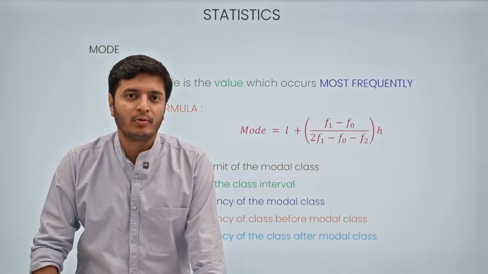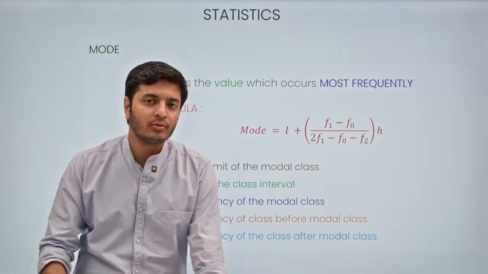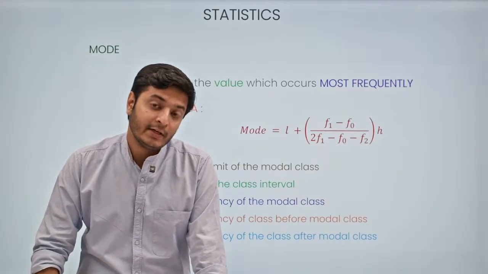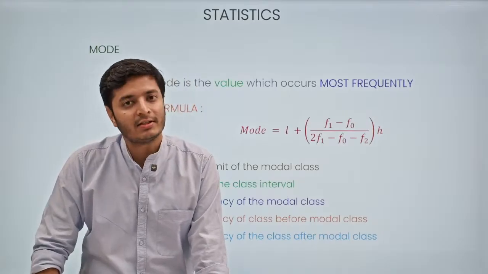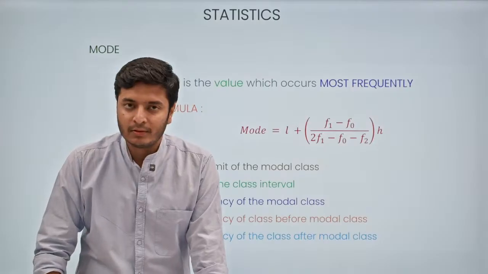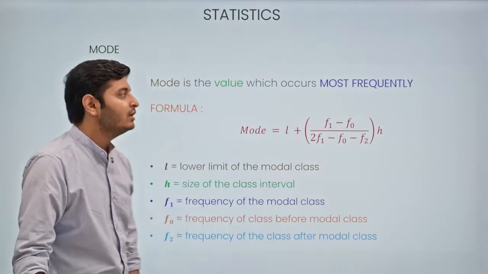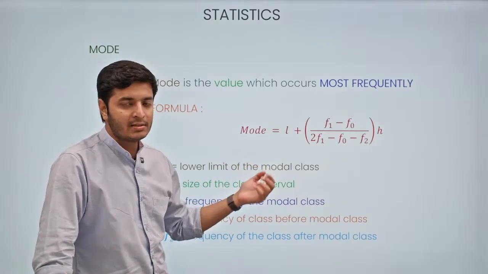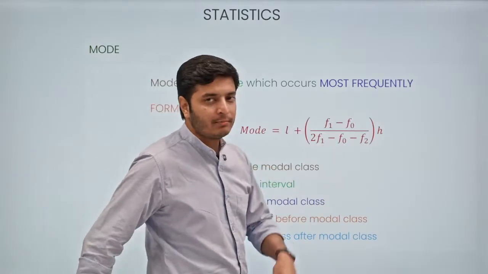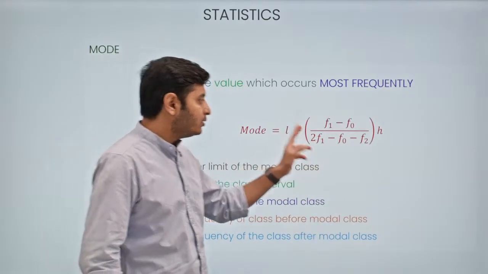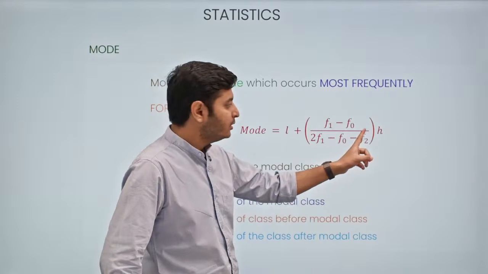But in case of group data, we don't know which observation is repeated the maximum number of times, because we are not dealing with individual observations here. We have class intervals. So how to find the mode of group data then? We have one formula. Mode of group data can be found using this formula: L plus (F1 minus F0) divided by (2F1 minus F0 minus F2), into H.